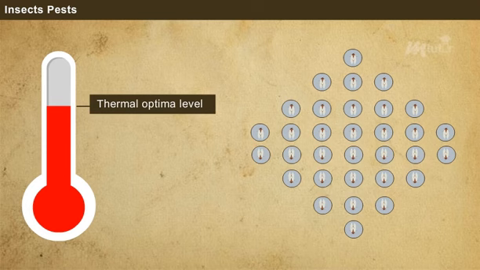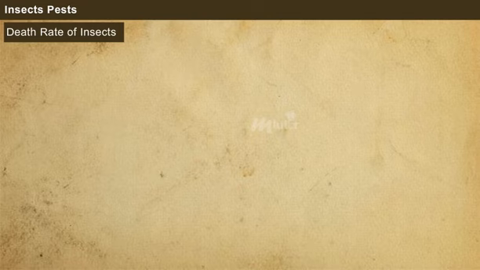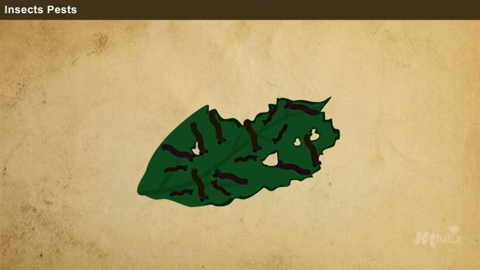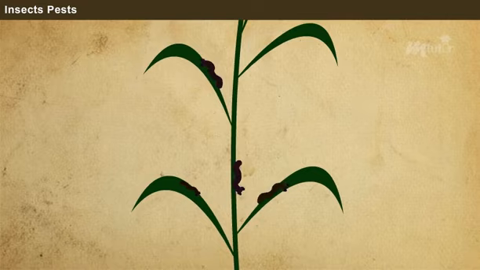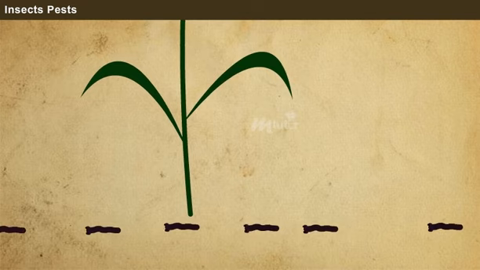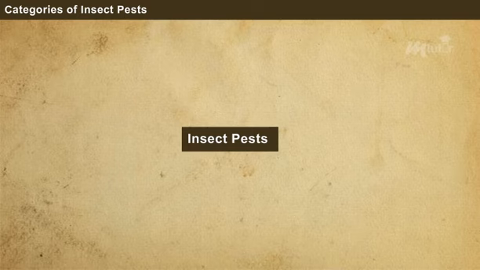Death rate of insect pests is influenced by climate and diseases or natural enemies. Crowding of insect pests may lead to starvation or cannibalism. Crowding may also cause the insects to migrate from one place to another, thereby reducing the number of individuals in a particular region. Moving on, let us learn the various categories of insect pests.